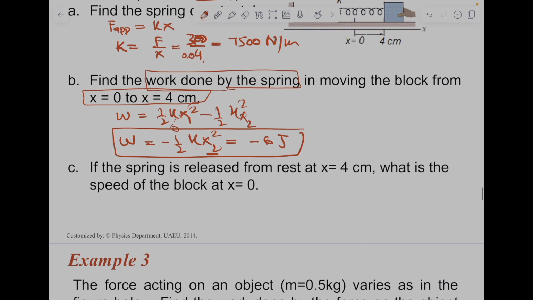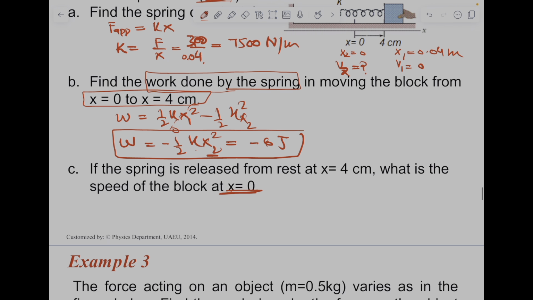So if the spring is released from rest, what is the speed of the block at x equals 0? In that case, your initial position is this point, your final position is this point. So this is your 0.04 meters, this is your 0. Then it starts from rest, so its v1 is 0, and we need to find out what is the speed at this point.